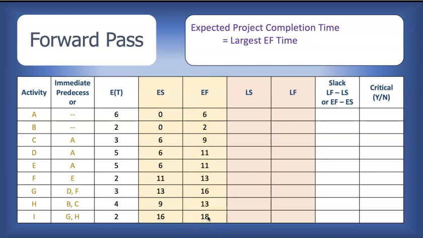In other words, the project is finished at the time when the last activity is finished. And the last activity is finished not based on the order of the letters, but based on the time that it ends. So the latest time here is 18. That means that activity I is the final activity, and that's when the project ends, week 18. So 18 weeks is the expected project completion time.